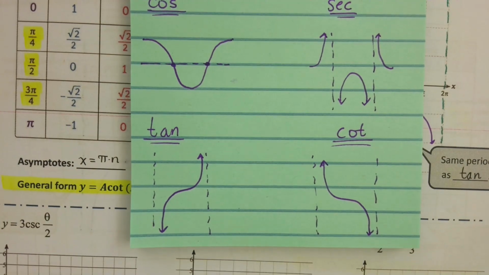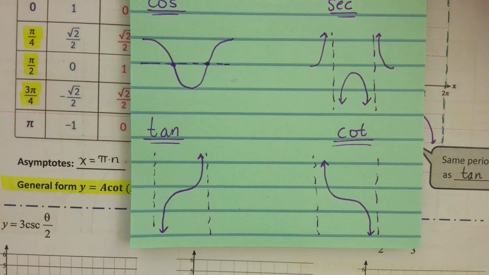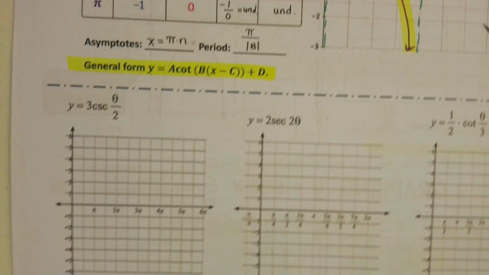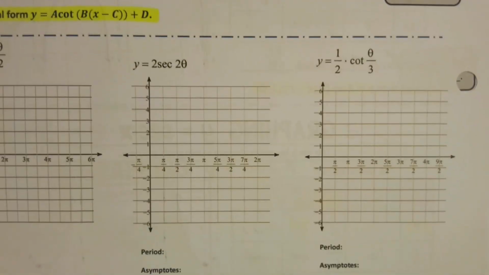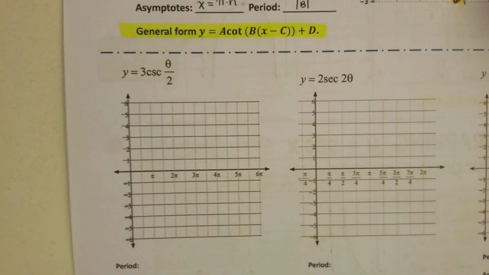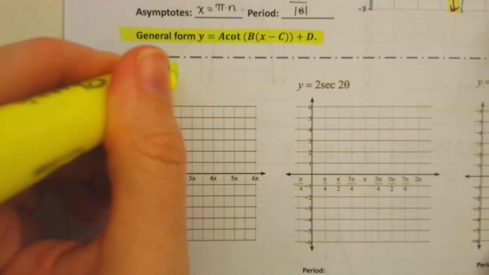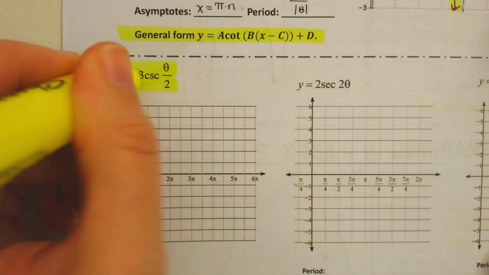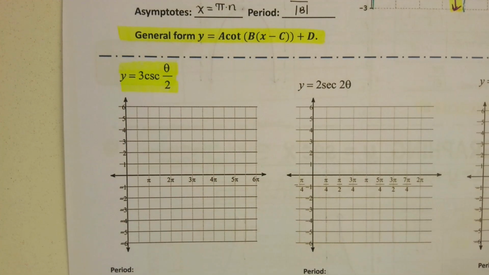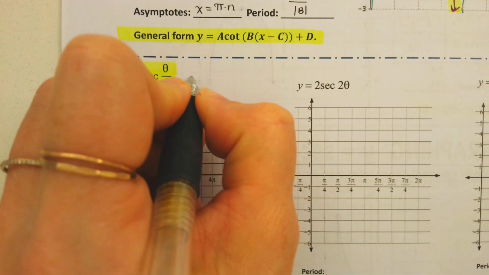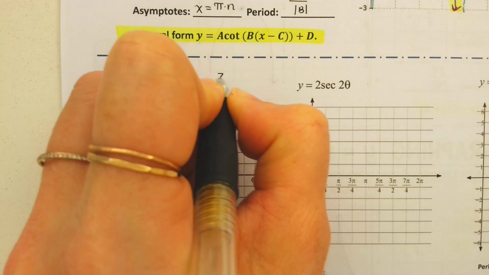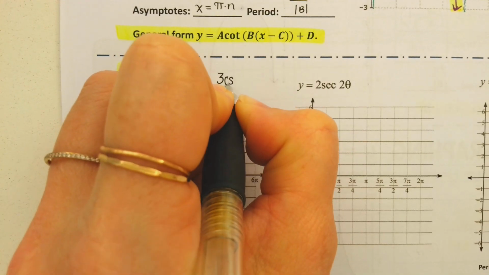We're going to do a couple of transformations on the bottom ones. We have one cosecant, one secant, one cotangent. So looking at the first one, we have 3 cosecant of theta over 2, which is basically like x over 2. What is the a value on this one? 3. What's the b value? Nope. 1/2. 1/2 is the b value.